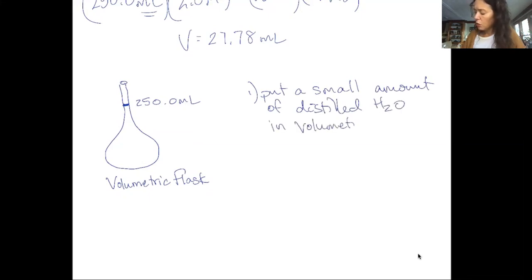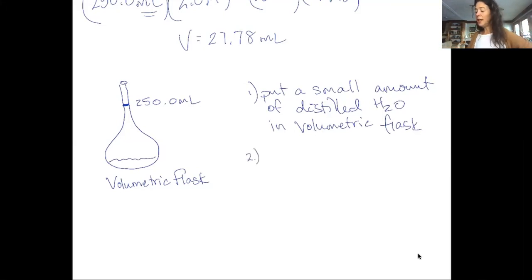Yes, you need to use the word volumetric because there's an Erlenmeyer flask, there's a round bottom flask. You need a volumetric flask if you're asked, right? You want the volumetric flask. And we're going to put a little bit of water in there. And that'll be for a couple reasons. I'll tell you in a minute.